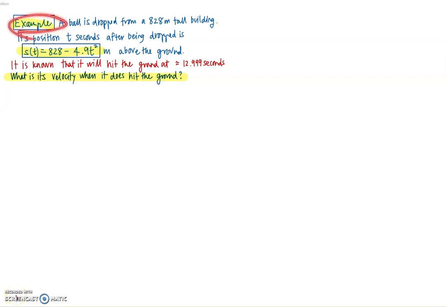Okay, the example we want to look at right now is a ball is dropped from an 828 meter tall building. Its position t seconds after being dropped is s of t equals 828 minus 4.9 t squared meters above the ground. And it's known that it will hit the ground at approximately 12.999 seconds. And the question is, what is its velocity when it does hit the ground?